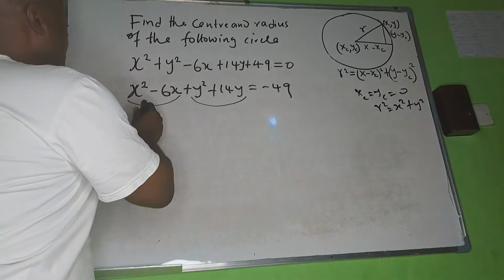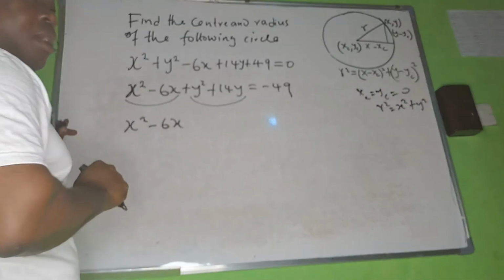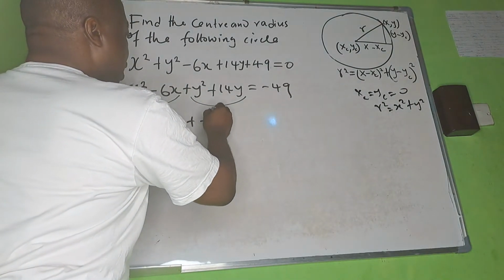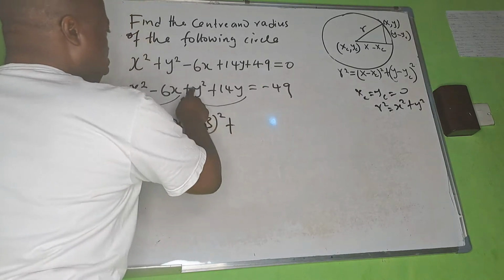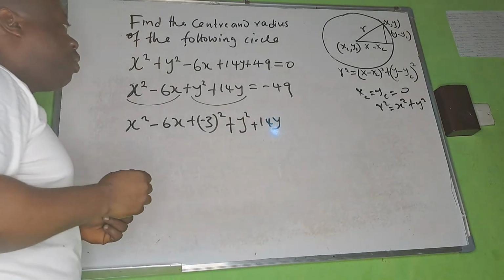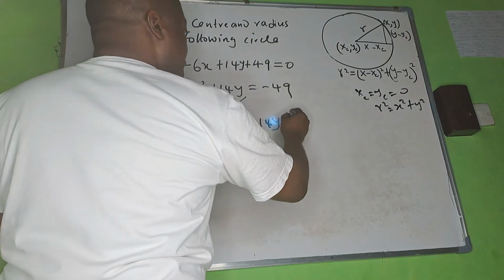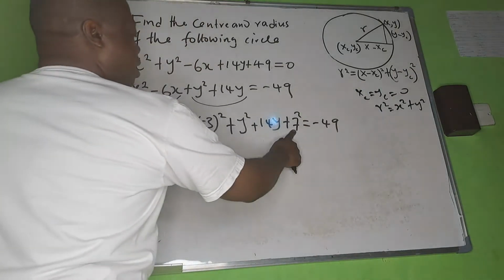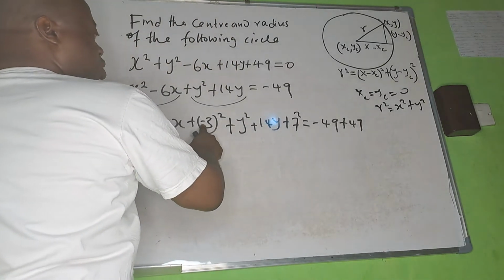To do that, we have x squared minus 6x. The coefficient of x is minus 6. Half of it is minus 3. Then you add the square to both sides, plus y squared plus 14y. The coefficient of y is 14. Half of it is 7. So you add 7 squared equals minus 49. You add 7 squared, which is 49, plus 49. You add again minus 3 squared, which is 9.